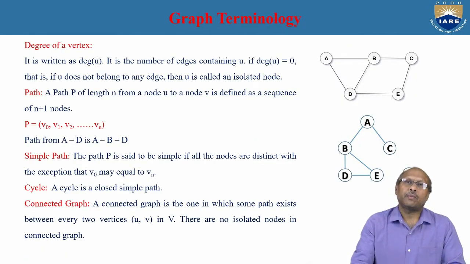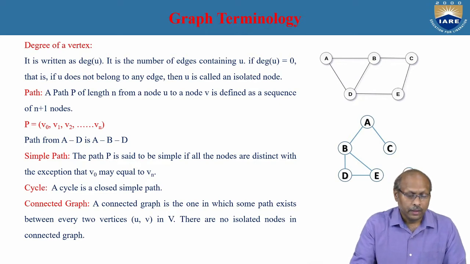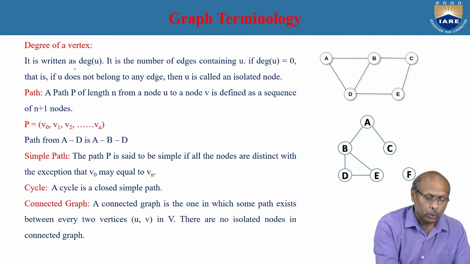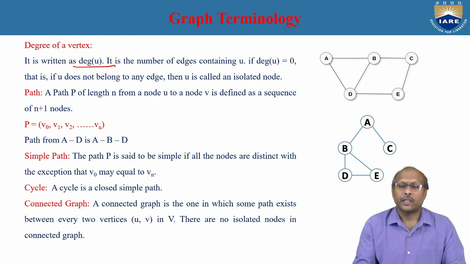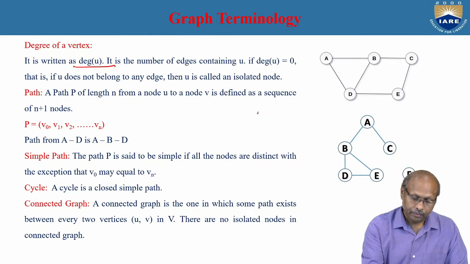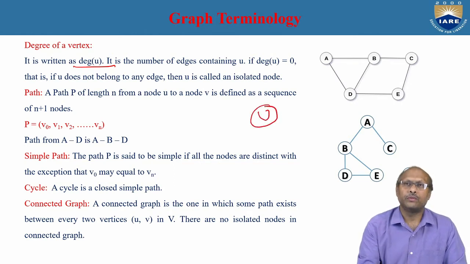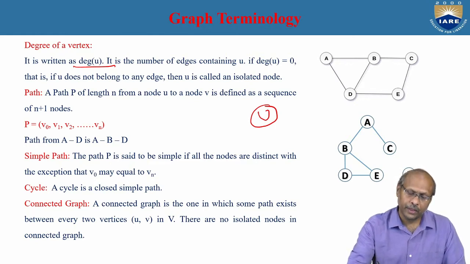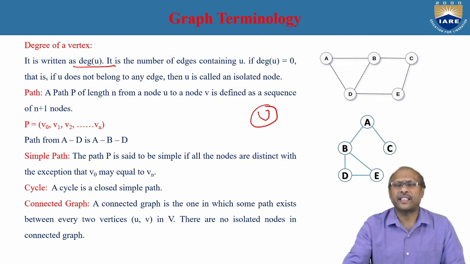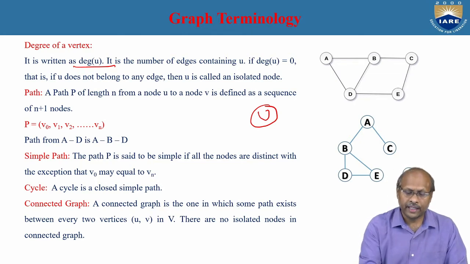Now there is some terminology you should know in a graph. First is the degree of a vertex, written as degree of u. It is the number of edges containing u. If degree of u equals 0, then u does not belong to any edge, and u is called an isolated node. That means, for example, there is an individual node that is not connected anywhere. It is isolated, so the degree of the vertex is 0.